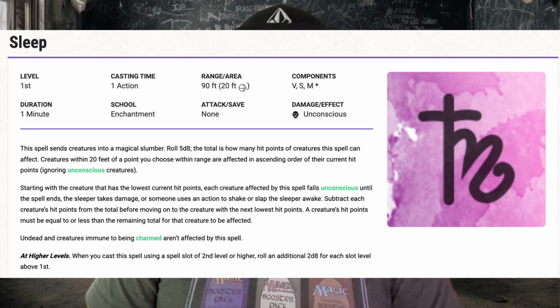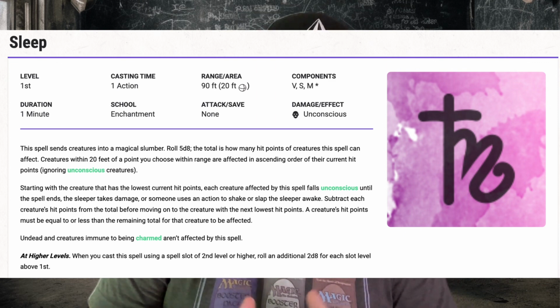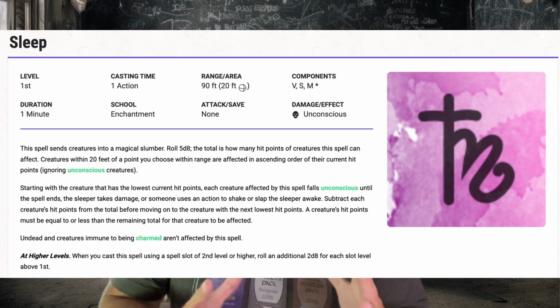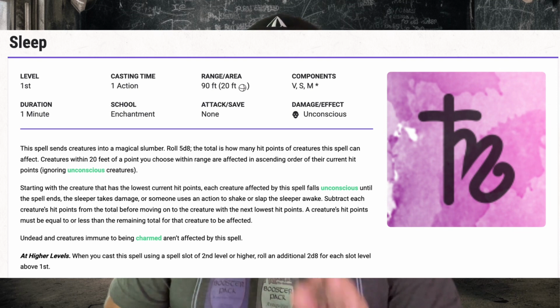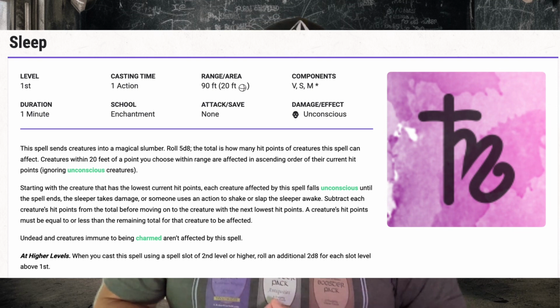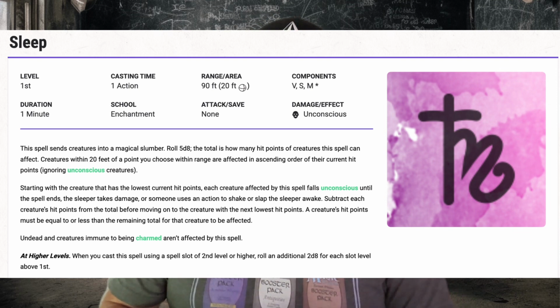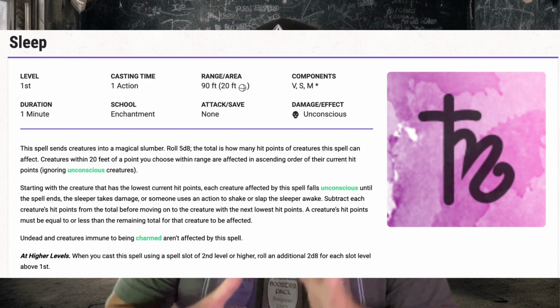"Each creature affected by the spell falls unconscious until the spell ends, the sleeper takes damage, or someone uses an action to shake or slap the sleeper awake. Subtract each creature's hit points from the total before moving on to the creature with the next lowest hit points. A creature's hit points must be equal to or less than the remaining total for the creature to be affected."